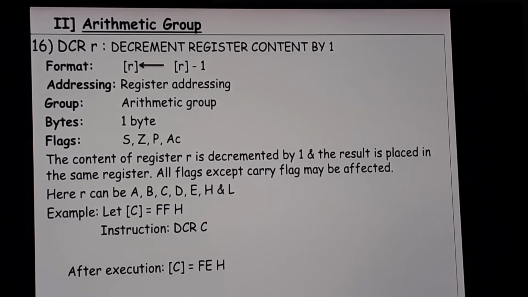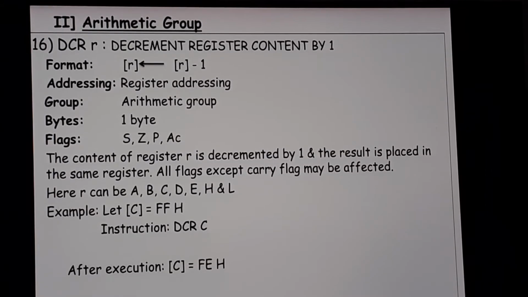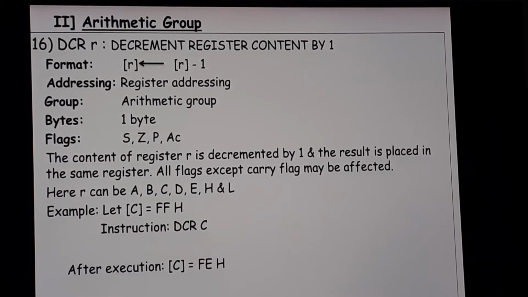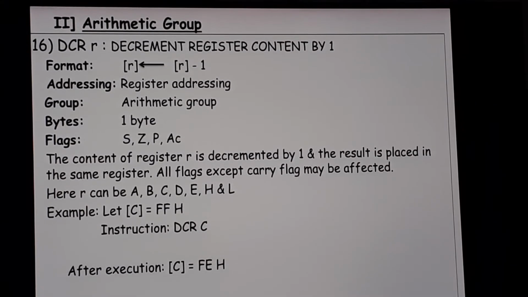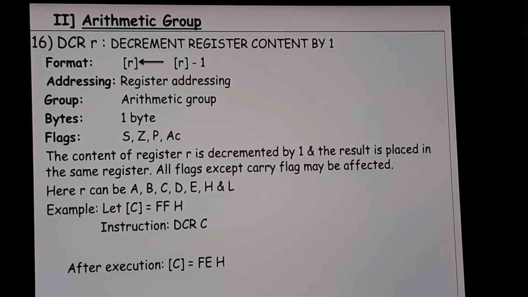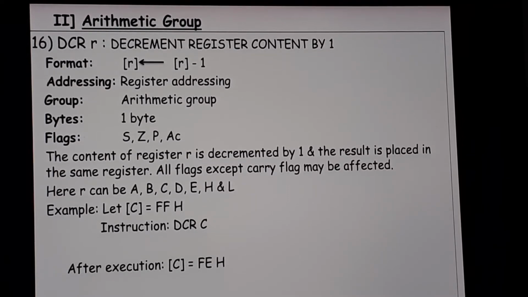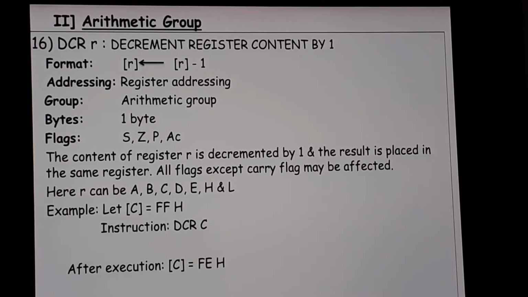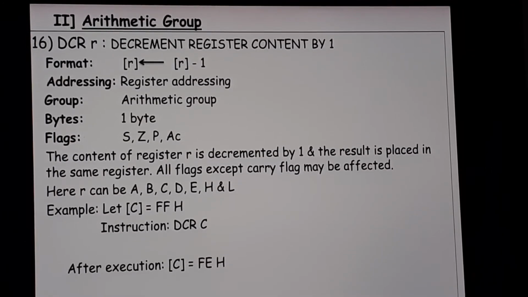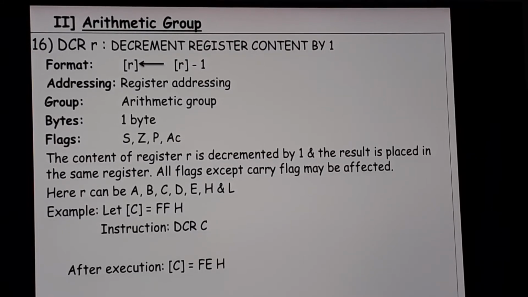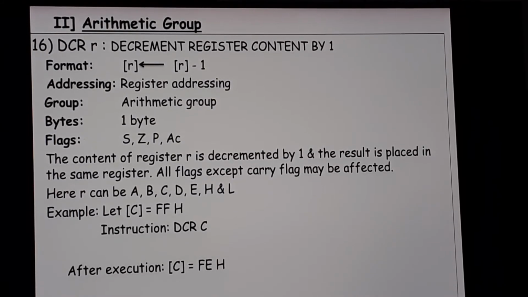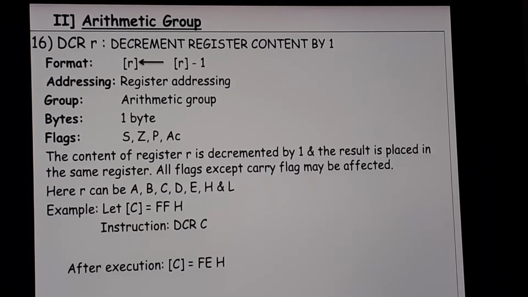So the format is R minus 1 and the result is stored in the register itself. R is nothing but the register. The addressing mode here will be register addressing mode, because only registers are mentioned in the instruction. The group will be the arithmetic group. Bytes will be 1 byte, since there is no operand or data in the instruction. Flags that get affected: except for the carry flag, all the other flags, that is sign, zero, parity and auxiliary carry, will get affected, same as the increment instruction.